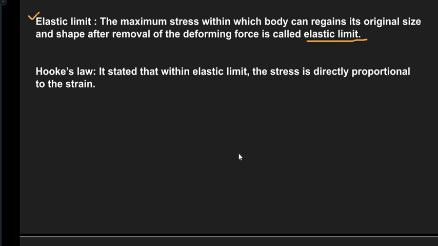In the next lecture we will start with Hooke's law and we will cover the different parts of the modulus. There are 3 moduli of elasticity. We'll cover those parts.